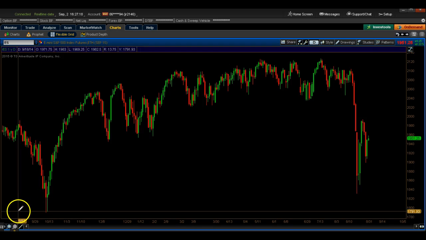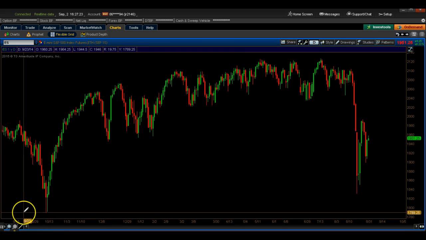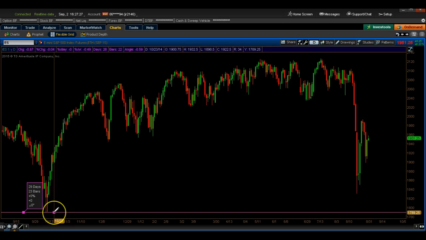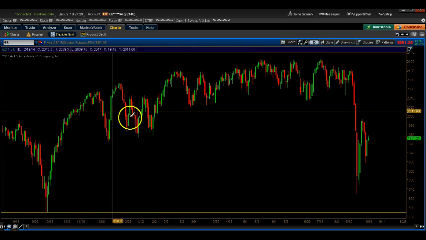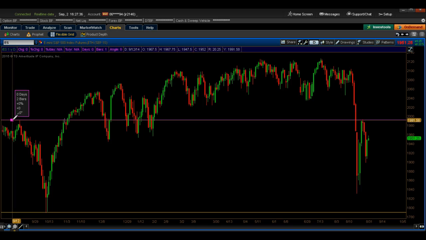As you can see, we have a low here. So what we're going to do is draw a trend line at these lows. And now we have trend line number 1. Here, we have a little swing high, so we're going to draw a trend line here.